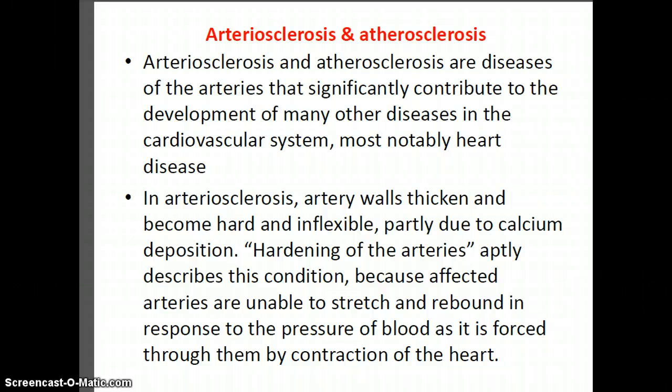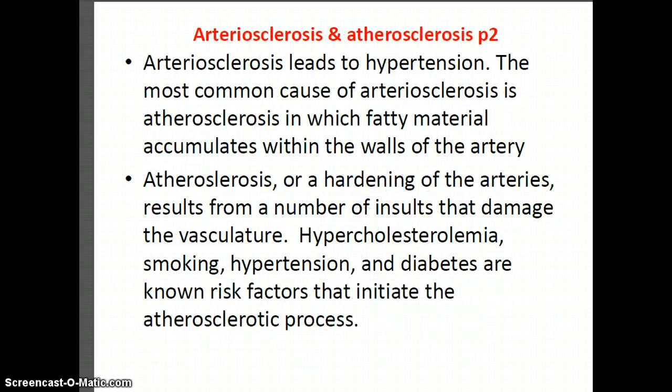Arteriosclerosis and atherosclerosis, these are both diseases of the arteries, closely related. Arteriosclerosis is sometimes called hardening of the arteries. The affected arteries cannot stretch and rebound in response to blood pressure. And of course, this can cause serious problems, complications, high blood pressure. As I mentioned, arteriosclerosis can lead to hypertension. And the most common cause of arteriosclerosis is atherosclerosis. So atherosclerosis can lead to, and most often does lead to, arteriosclerosis.